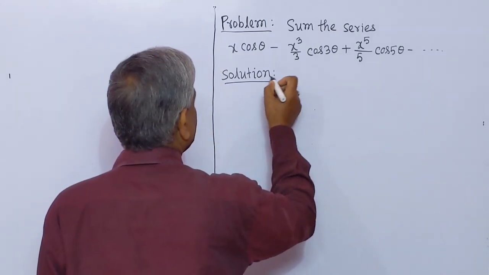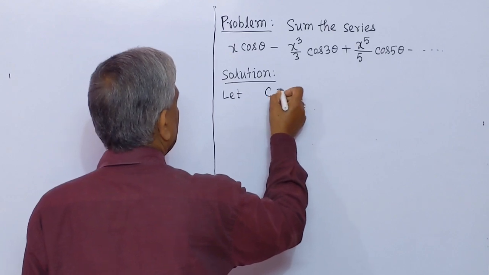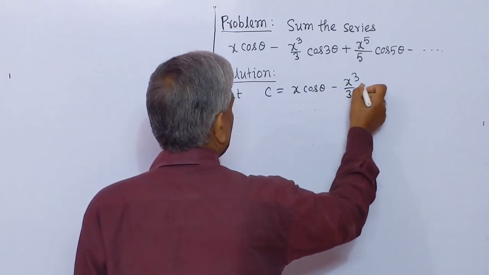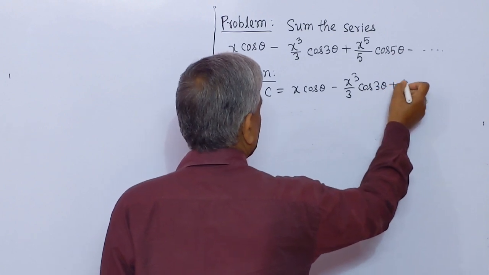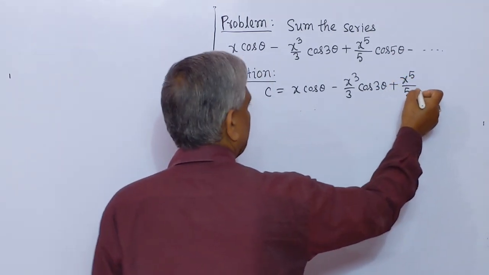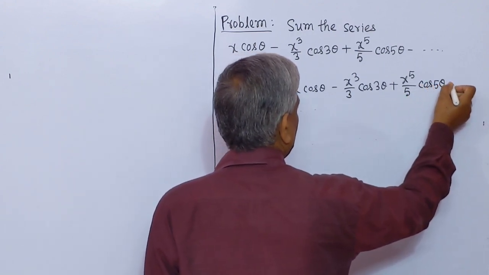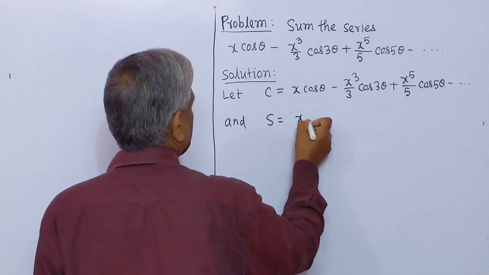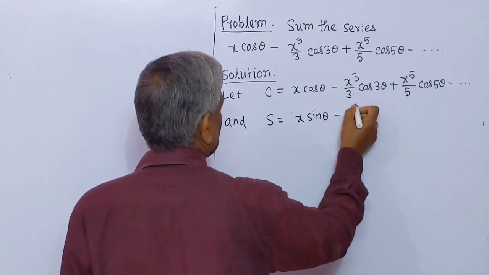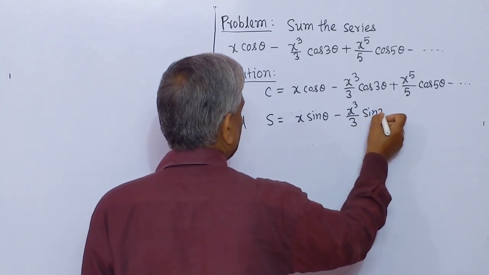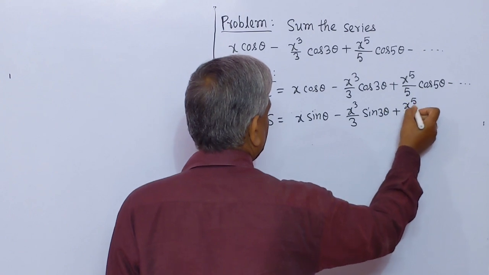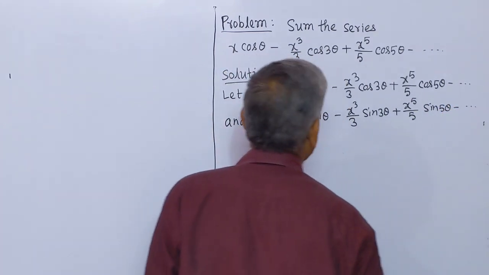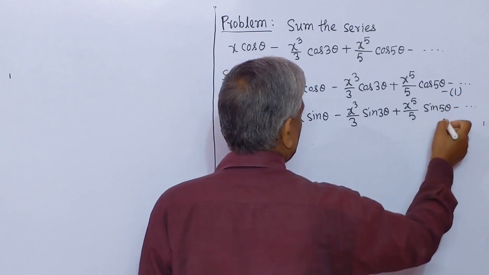Now we solve this. Let C equal to x cos theta minus x cube by 3 cos 3 theta plus x to the power 5 by 5 cos 5 theta minus dot dot dot, and S equal to x sin theta minus x cube by 3 sin 3 theta plus x to the power 5 by 5 sin 5 theta minus dot dot dot. This is number 1. This is number 2.